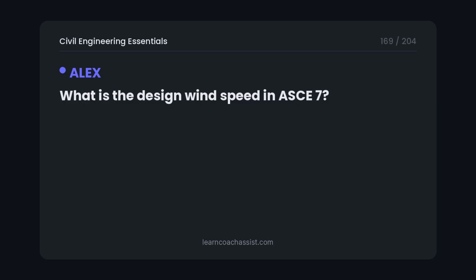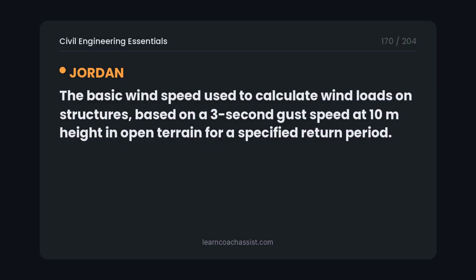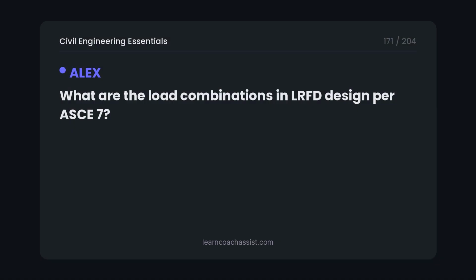What is the design wind speed in ASCE 7? The basic wind speed used to calculate wind loads on structures, based on a 3-second gust speed at 10 m height in open terrain for a specified return period. What are the load combinations in LRFD design per ASCE 7?